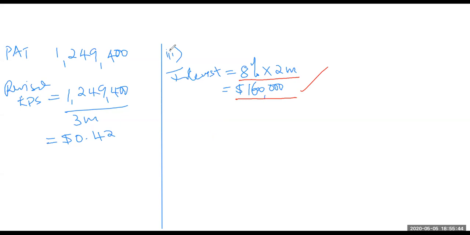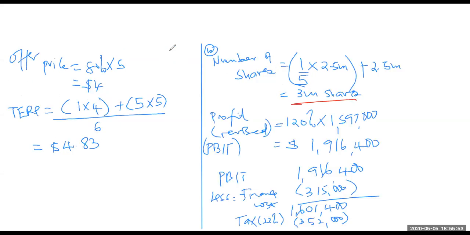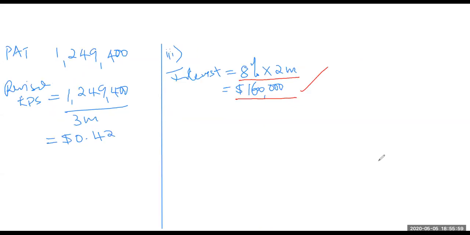Then you go back to the new profit before interest and tax, which was 1,916,400. Okay, we have it there. So profit before interest and tax is 1,916,400. Then after that, you deduct the interest, which is 160,000. The interest.